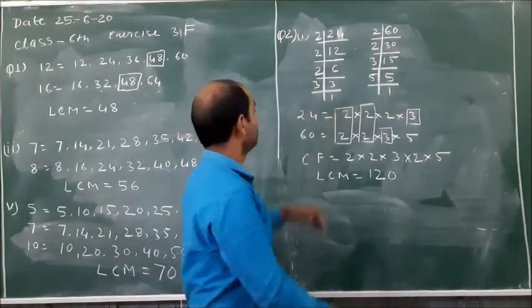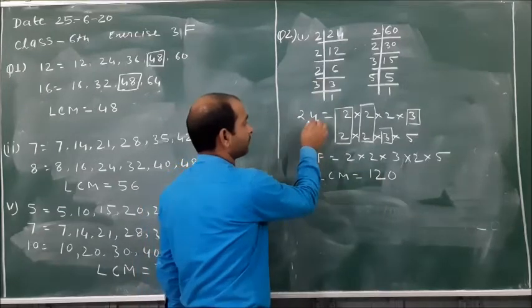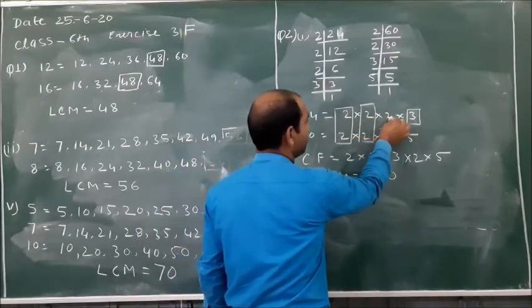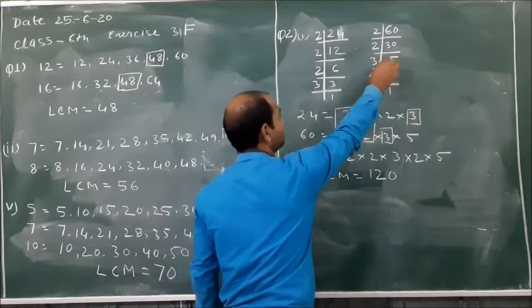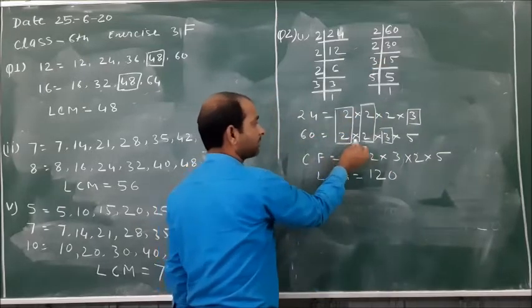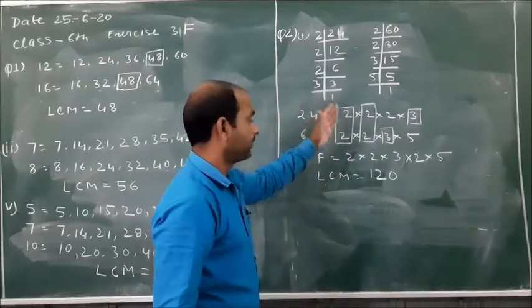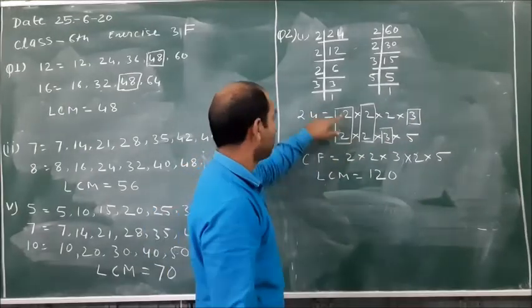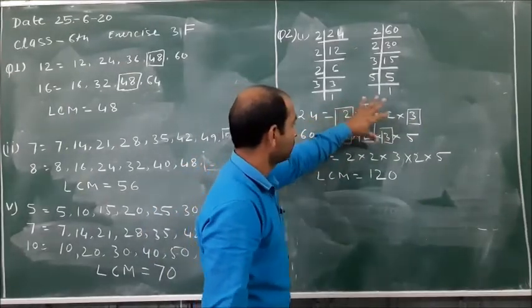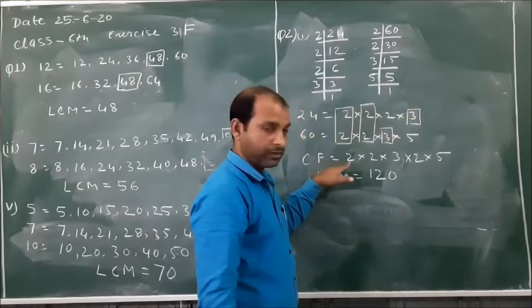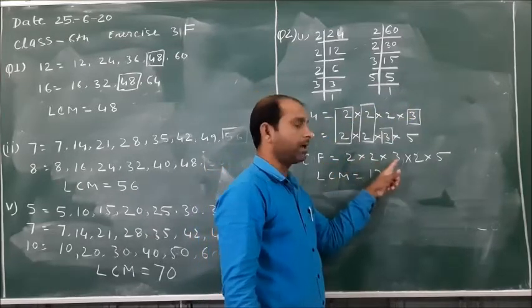So first we write the prime factors of 24: 2 multiply 2 multiply 2 multiply 3. We write here the prime factors of 60: 2 multiply 2 multiply 3 multiply 5. Okay, first we find the common factors. Common factors: 2, 2 and 3. So we write here 2 multiply 2 multiply 3.